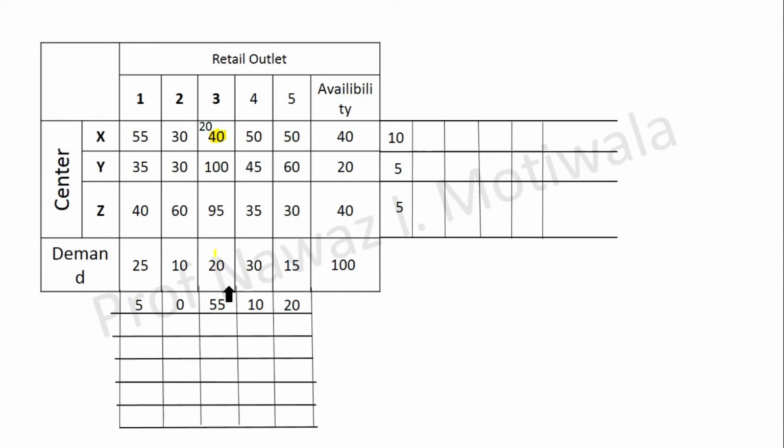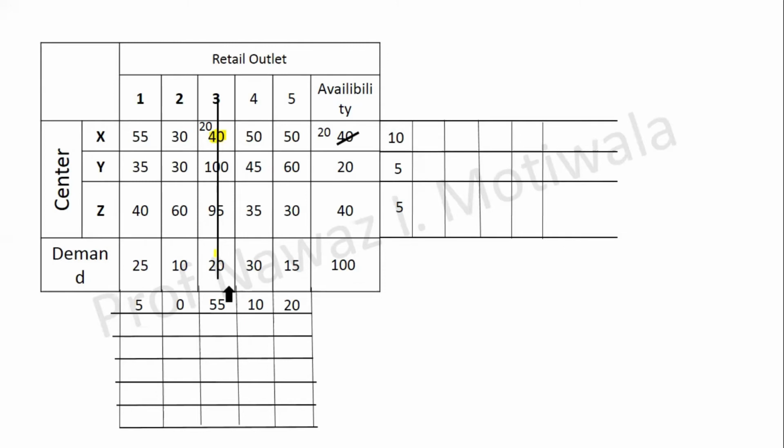After allocation, don't forget to make the adjustment or counter effects. So the counter effect will be that this 20 will go off, as it has been fulfilled completely, and this 40 will become 20. So this completes our first iteration of the penalty method. Now let us go for the second iteration. Again, the same logic we will apply.